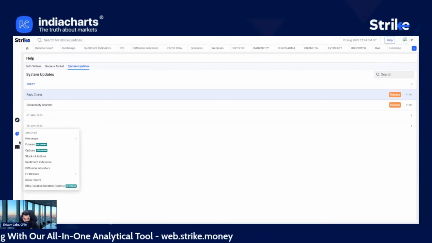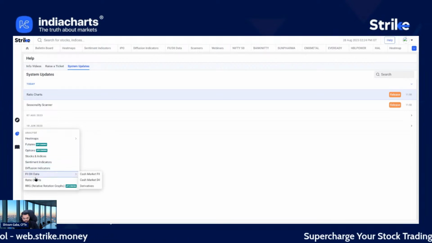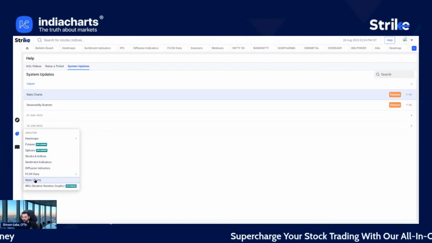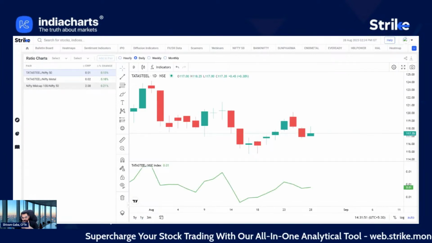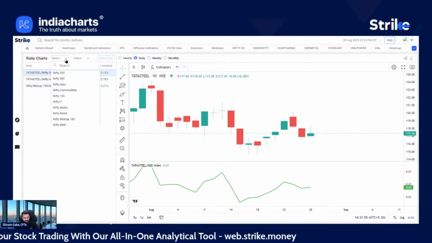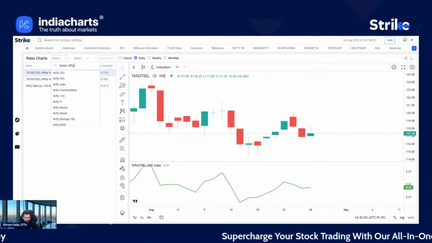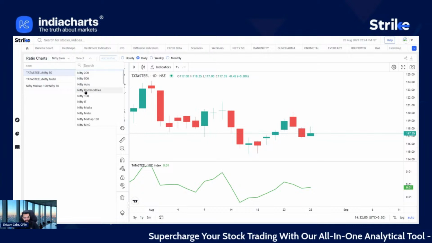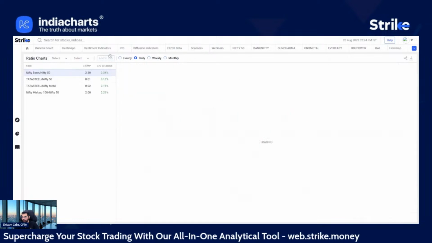So first of all, ratio charts. So to use ratio charts, you can go to Analyze tab and then choose ratio charts here. So those of you who are not aware, ratio charts is when you can divide one symbol by the other to view the ratio. So for example, if you want to see Bank Nifty versus Nifty, you can select Bank Nifty in the first drop down and Nifty in the second one, and then just hit Add to Pair.